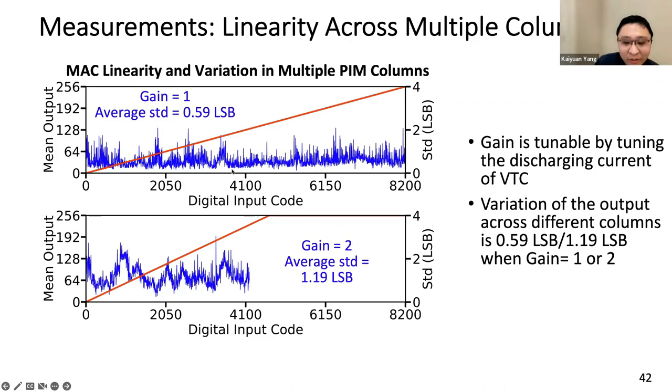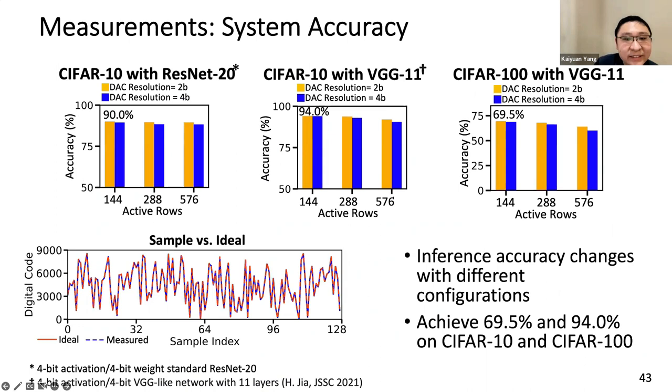And here are the system accuracy tests. So we ran CIFAR-10 using ResNet and modified VGG and also CIFAR-100. And comparing at activating different rows, we can get a very good accuracy. And here it shows our results, the MAC results comparing the ideal simulation results. So this is in your software, what you expect versus what we actually see on the chip. So you can see they are almost in perfect agreement.